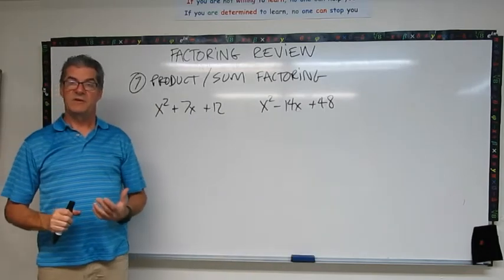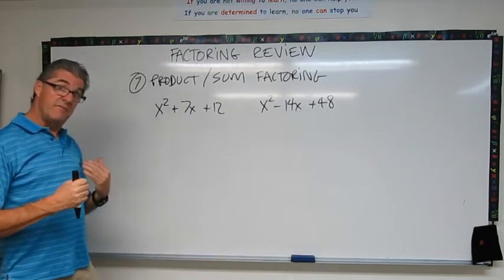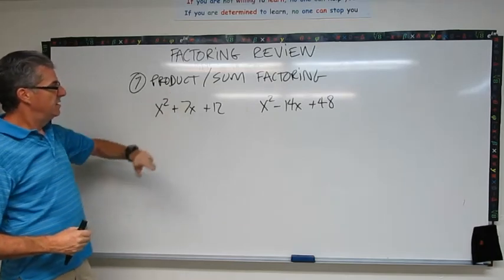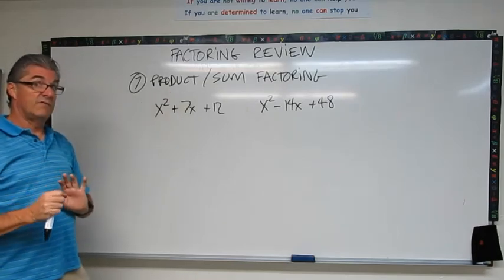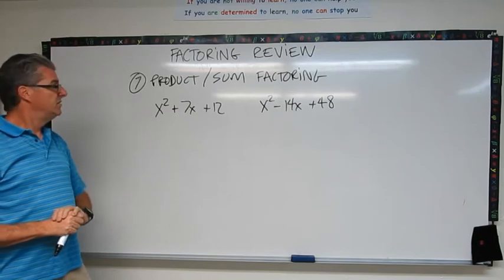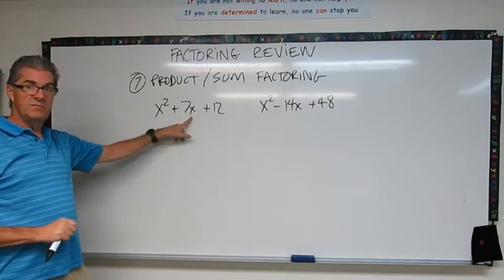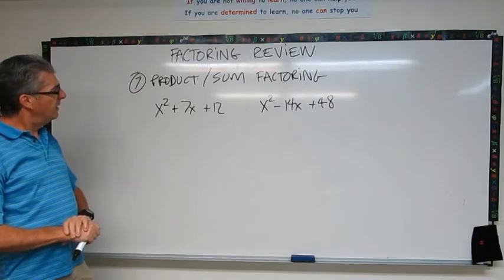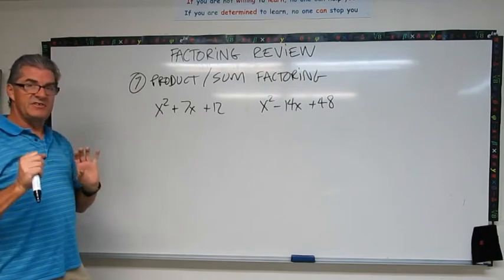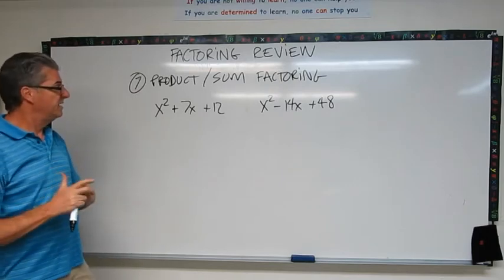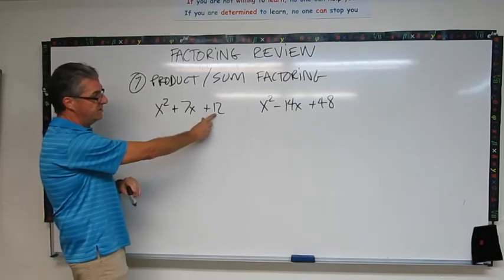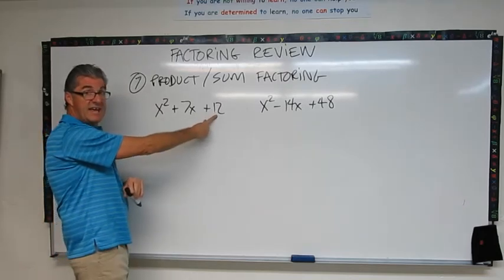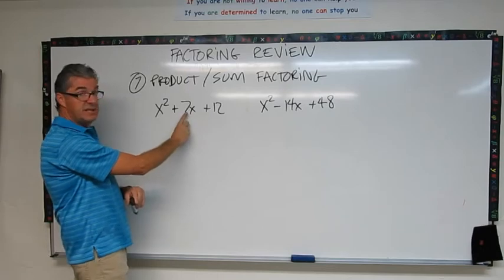Okay, the last pattern we covered is the product sum factor pattern. These ones don't work for any of the other patterns. So I do have a middle term, so we know it's not a difference of squares. And these ones are easy to solve if you just realize one thing. You're looking for two numbers that multiply to the end and add to the middle.